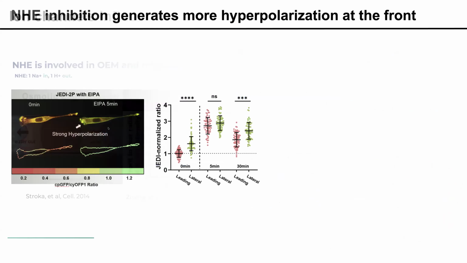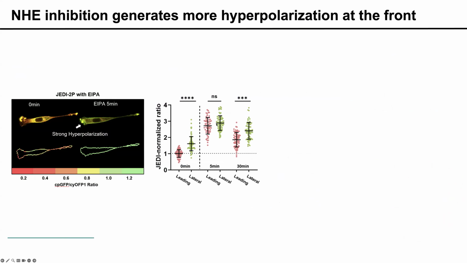But what's maybe surprising is that it not only changes the overall membrane potential, it actually changes the membrane potential in different regions of the cell differently, right? It hyperpolarizes the cell, but if you add EIPA, it quickly hyperpolarizes the leading edge much more than the lateral region. If you leave it in longer, there are some adaptation processes happening, right? But it does also influence the membrane potential anisotropy that we observe.